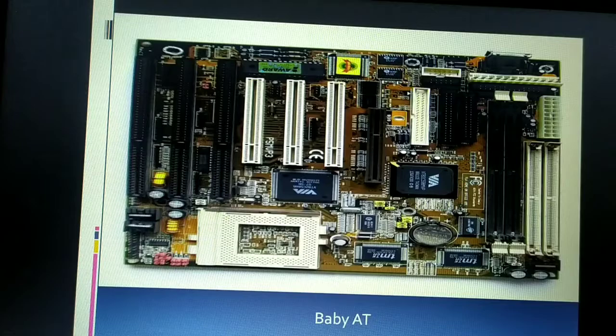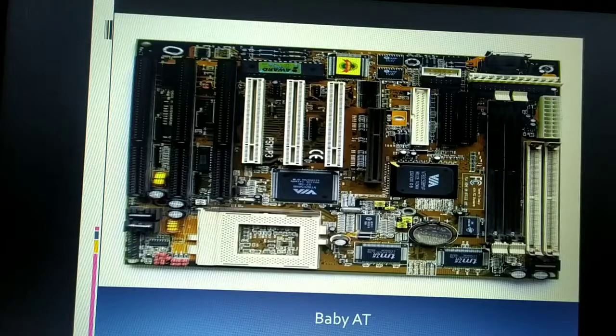Okay, the 12 pin power connector. This board has the 12 pin power connector, and it also has the 20 pin power connector. It also supports external ports, which help you connect external devices like USB flash drives, external speakers, and other external input devices. So for all that, this Baby AT motherboard will support. Examples of Baby AT motherboards are those for Pentium 3 and Pentium 4 processors.